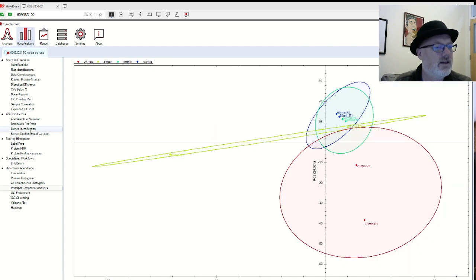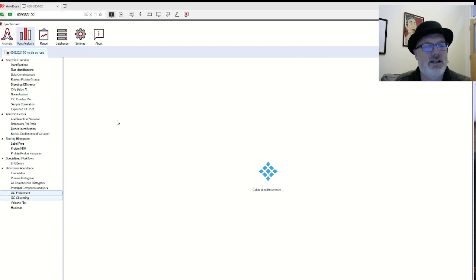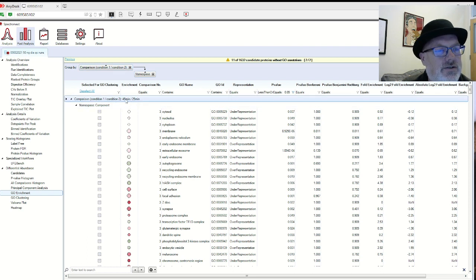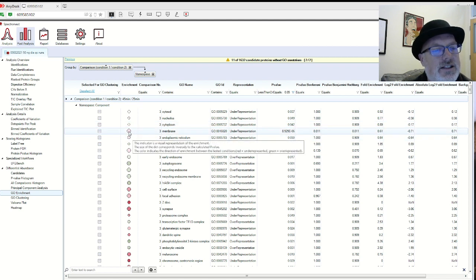Okay. All right, geo-enrichment. This is actually hard for me to understand sometimes. But these are the different conditions. So we're looking at 45 minutes versus 25 minutes. The size of the dot corresponds inversely to the p-value. So the larger the dot, the better the p-value, I think. The lower the p-value. And the color indicates the direction of enrichment.